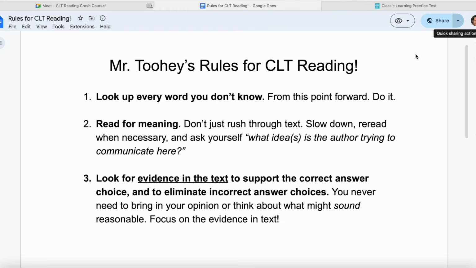All right. Rule number one, look up every word you don't know. From this point forward, do it. Yeah, so here's the deal. Reading comprehension, like 90% of reading comprehension is just knowing the vocabulary. That's it. If you know what the words mean, then you understand the ideas being presented in the passage. If you don't know what the words mean, then you don't understand the ideas being presented in the passage.